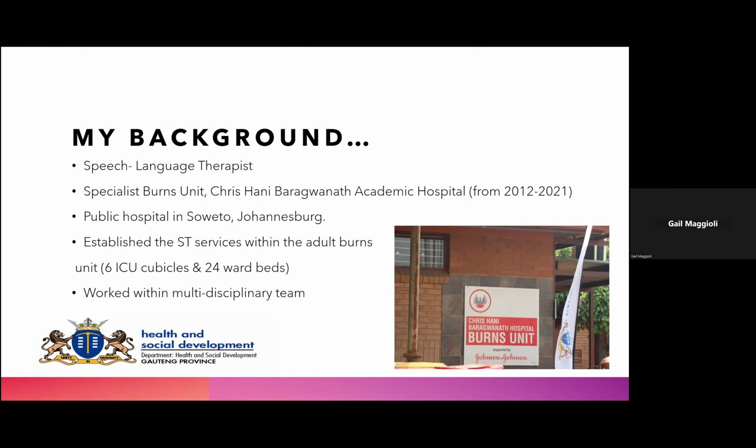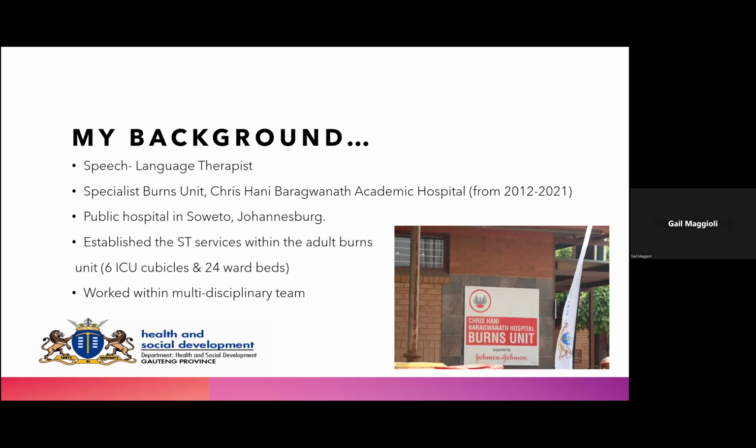When I started working there, I assisted in establishing the speech therapy services within the adult burns unit, which has 6 ICU cubicles and 24 ward beds. Within this team, I work within a multidisciplinary team at the burns unit.